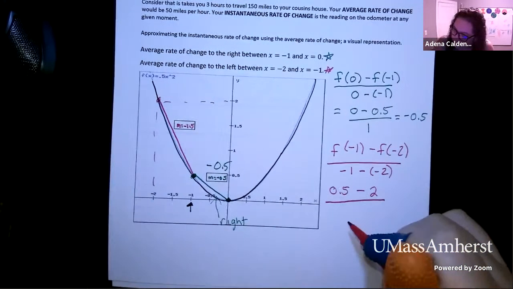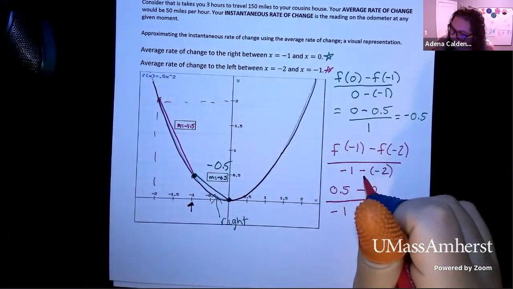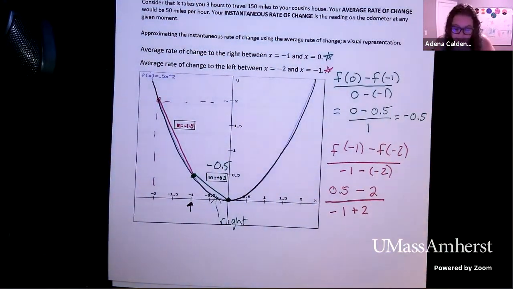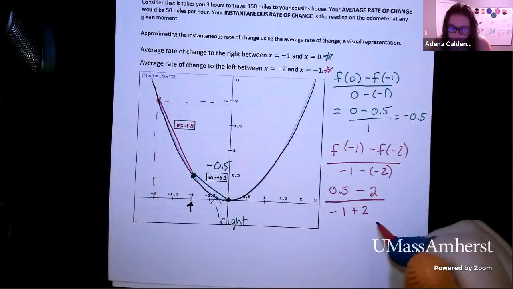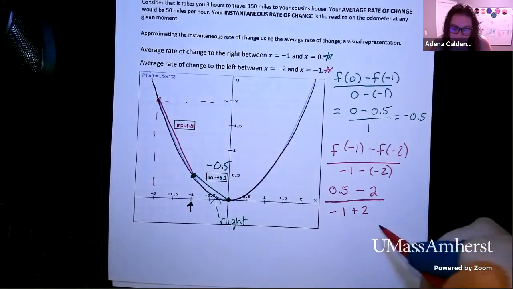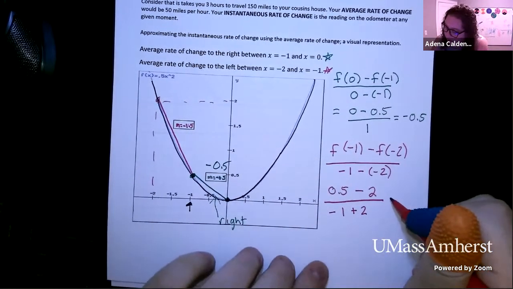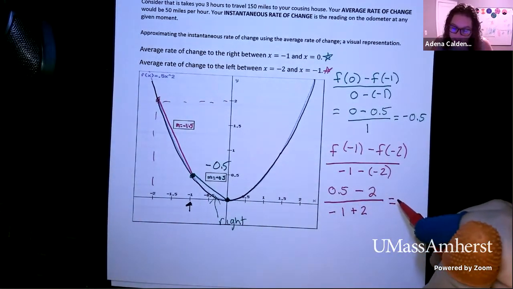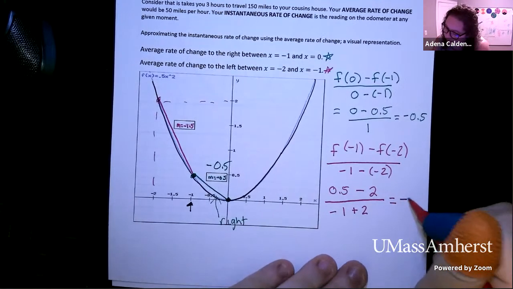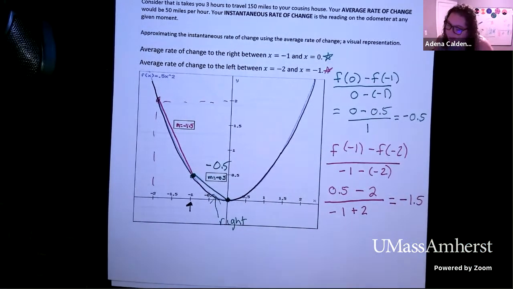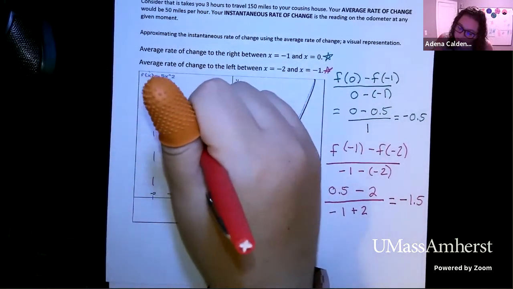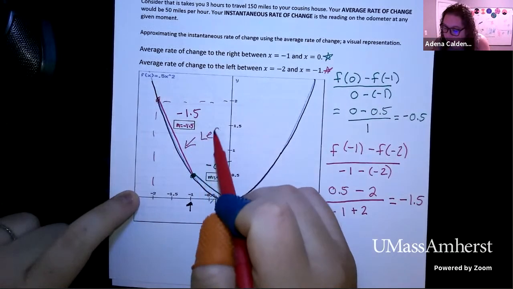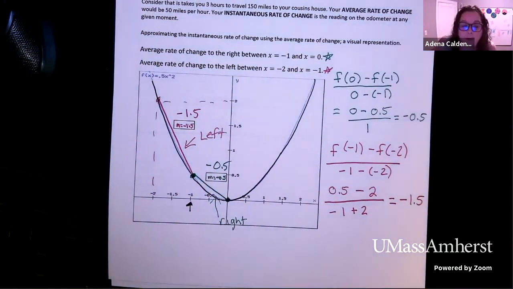Divided by, and we do this in 2 steps just to be careful. I have minus -2, so the minus and the negative cancel, right? And that's going to give me +2 here. So 2 plus -1 is going to give me +1. And on the top, 0.5 minus 2 gives me -1.5. So when I crunch that all together, I get -1.5. And so that's my approximation to the left of -1.